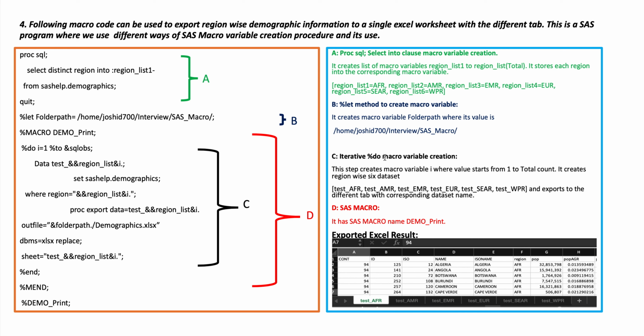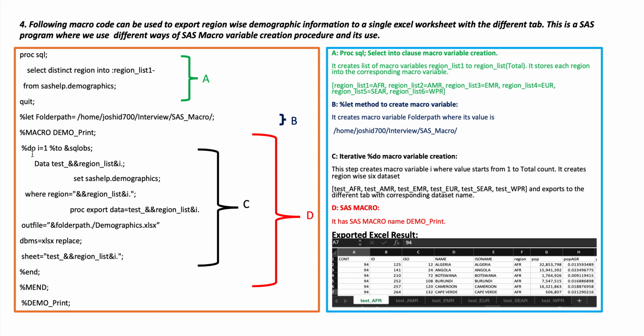This is the iterative %do macro variable creation process. In this step, it creates the macro variable I, where its value starts from 1 to the total count of the number of regions. In this example, its value is 6. And it creates 6 different datasets. Dataset names are test_AFR, test_AMR, and so on, which is written in this code.